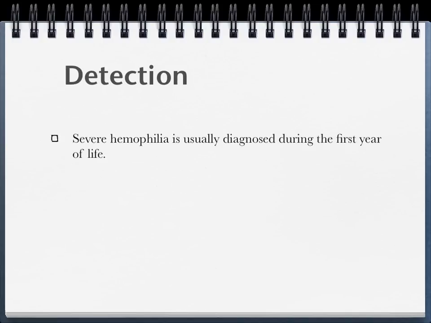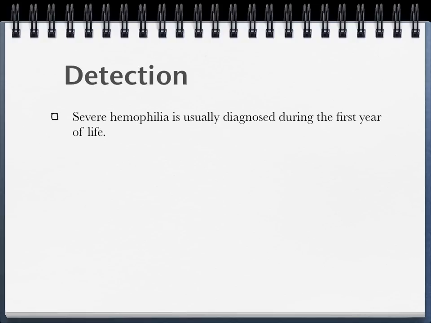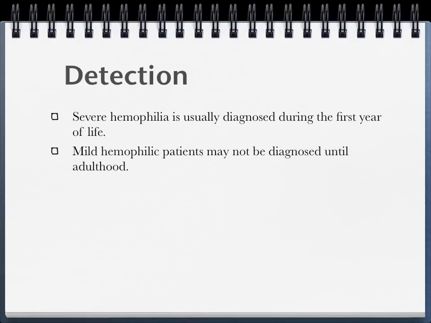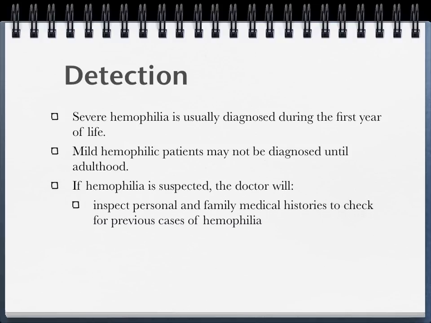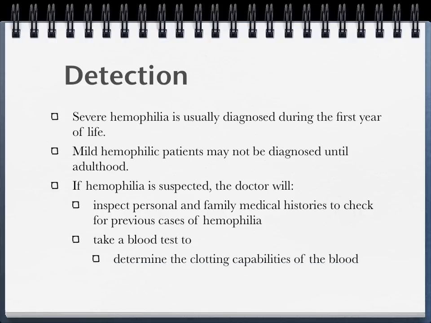Detecting hemophilia. Severe hemophilia is usually diagnosed during the first year of life. However, mild hemophilic patients may not be diagnosed until adulthood. If hemophilia is suspected, the doctor will first inspect personal and family medical histories to check for previous cases of hemophilia, and second, take a blood test to determine the clotting capabilities of the blood and check the levels of certain clotting factors and see if any are missing or lacking.